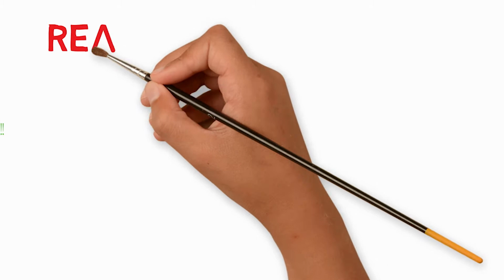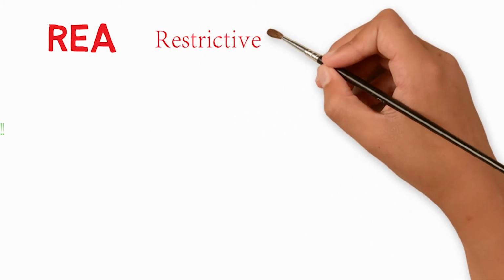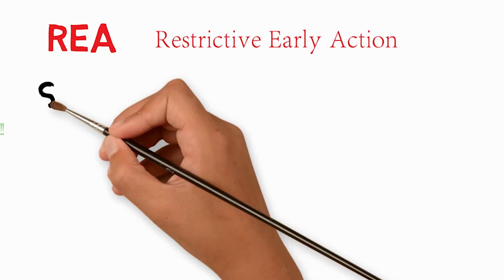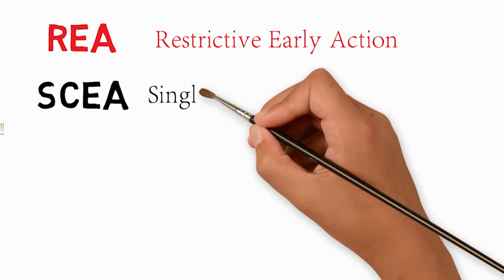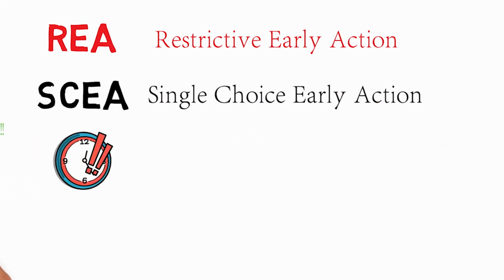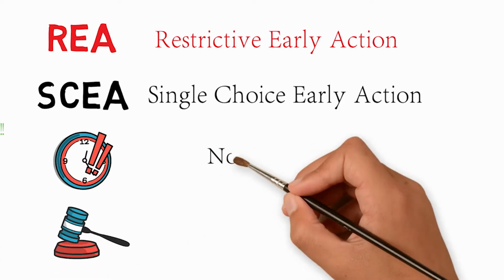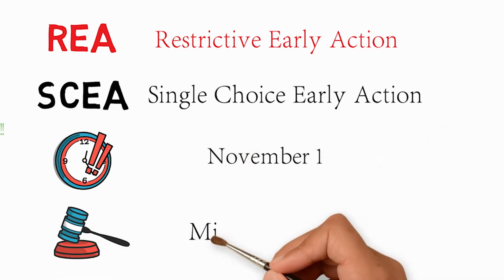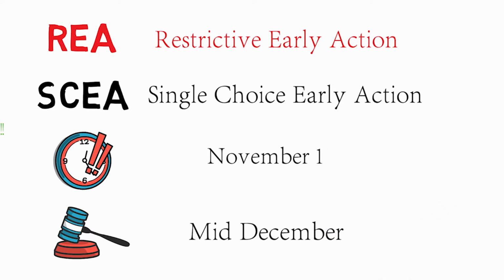Compare this with REA and SCEA, restrictive early action and single choice early action. Both are the same. The different terms are used by different universities in different circumstances. They have an early deadline, which is November 1, and you get your decision somewhere around mid-December. Now there's a catch with these specialized early applications. You can only apply to one college early and just one only. You can't apply to another ED college or EA college if you are EA to Harvard.